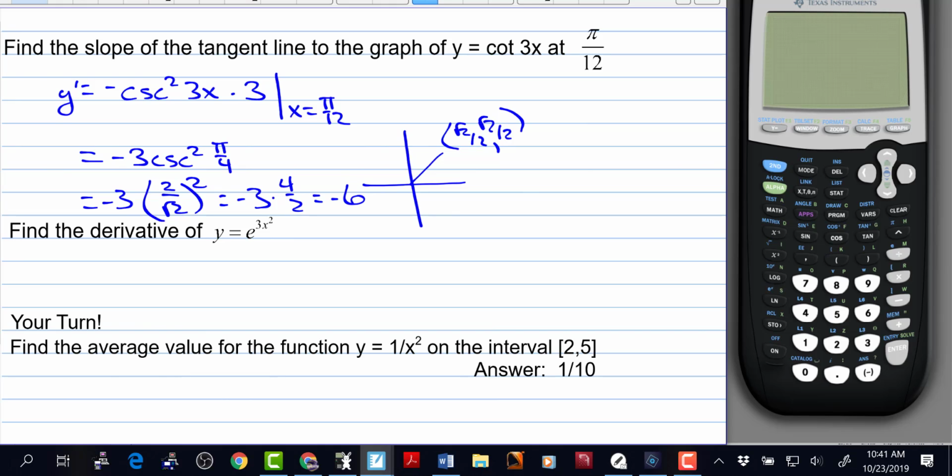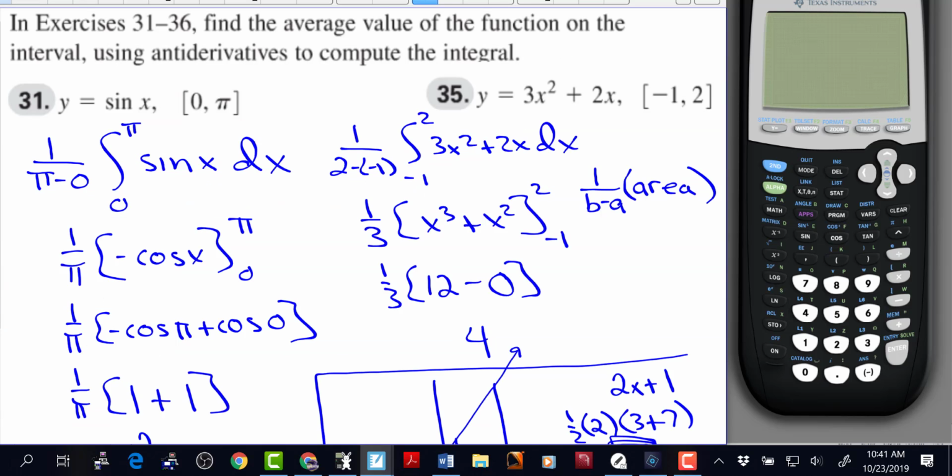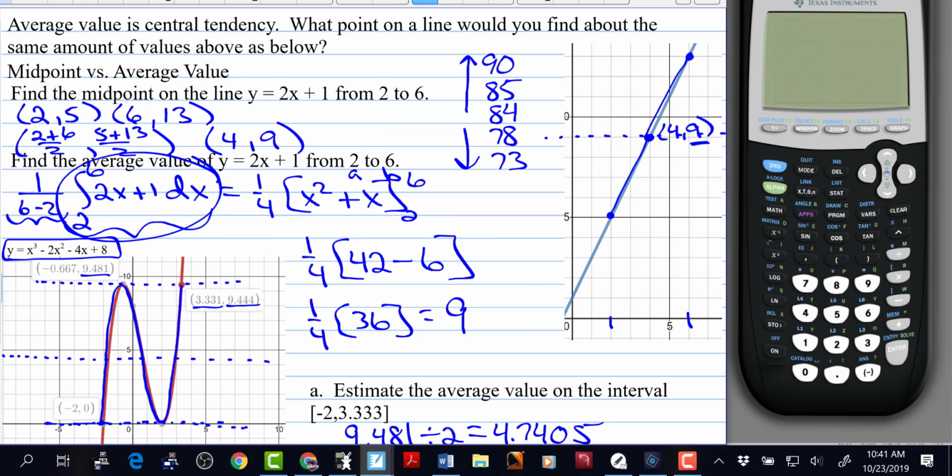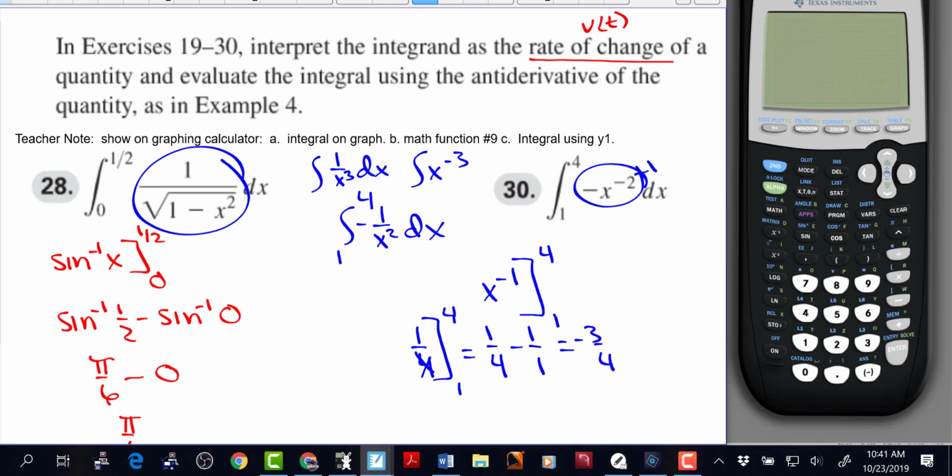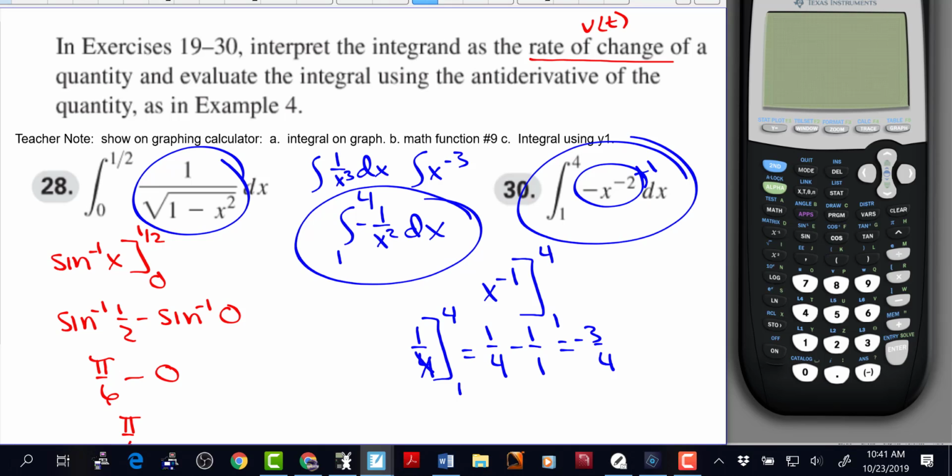Find the derivative. So y prime is equal to the derivative of e to the 3x squared is e to the 3x squared times 6x. So there's the chain rule times the derivative of the inside. Your turn. Give that one a try. I gave you the answer is 1/10. And you'll have to use the little hint I gave you back here. These two are the same thing. Give it a try. Try to get 1/10.